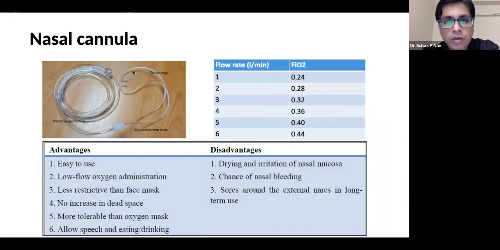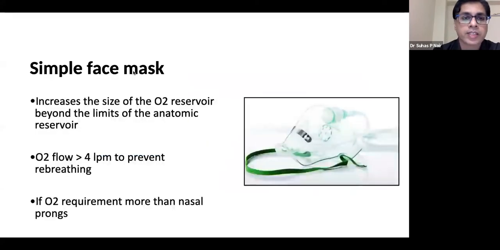Nasal cannula, as you all know, typically operates at a flow rate of 1 to 6 liters, and at 6 liters it delivers about 0.44 FiO2, but it again depends upon the respiratory drive and the minute ventilation of the patient. It is easy to use, a low flow oxygen administration system, and less restrictive. It does not increase the dead space, and most importantly it allows speech, and it allows the patient to eat and drink during oxygen therapy.